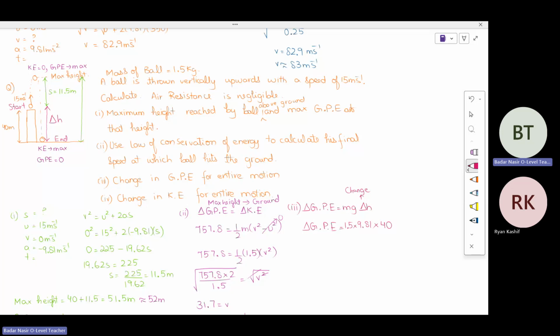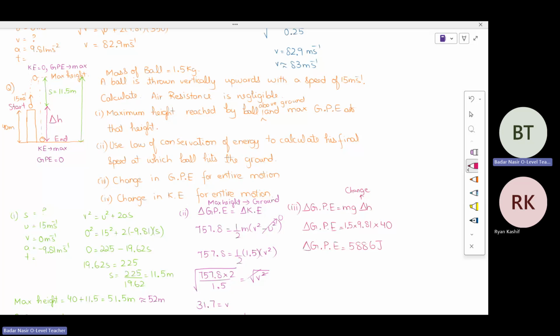Sir, 588.6. Sorry? 588.6 value. Yeah. I hope this is clear to everyone. If anybody has any confusion, तो मुझसे पूछ लो.